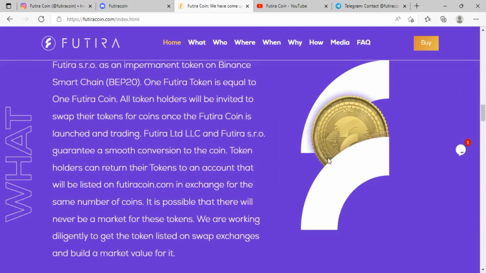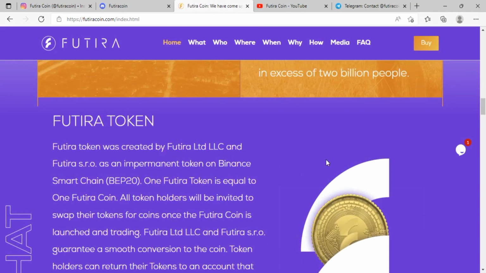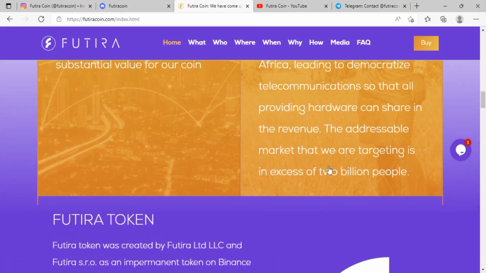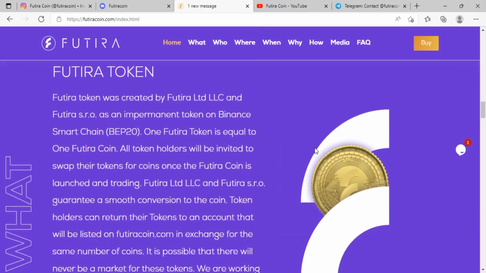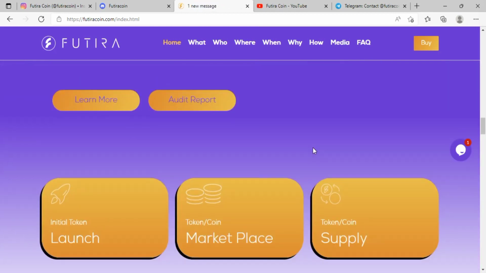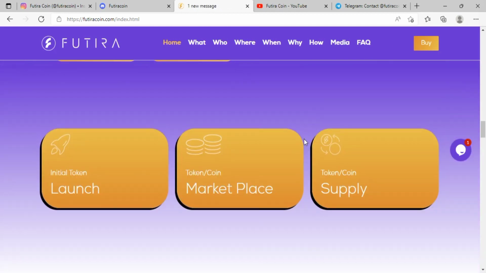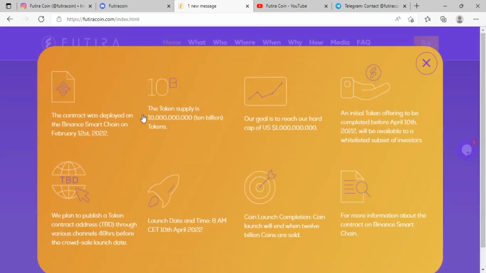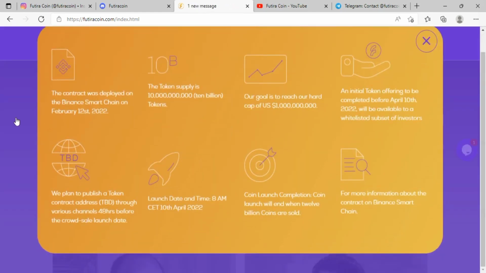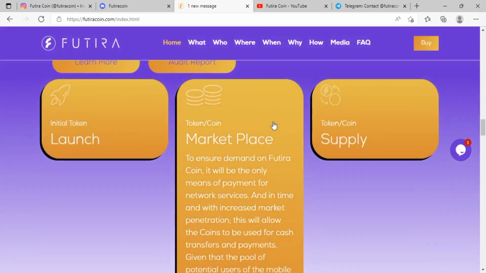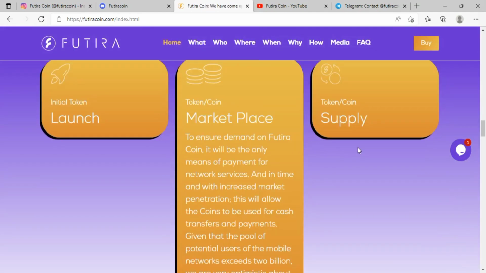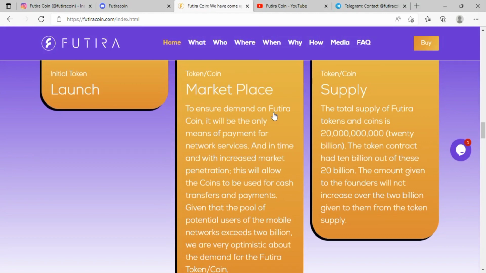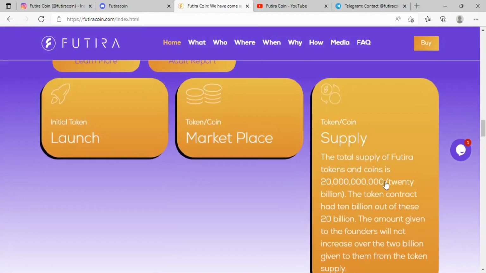A question must arise in your mind: what are the token details of Futira coin? Futira tokens and coins have a total supply of 20 billion. Out of the total of 20 billion, 10 billion were allocated to the token contract. The amount distributed to the founders will not exceed 2 billion tokens from the token supply.